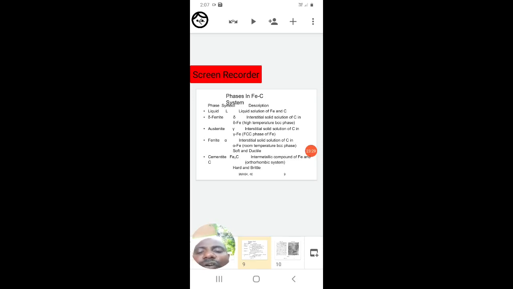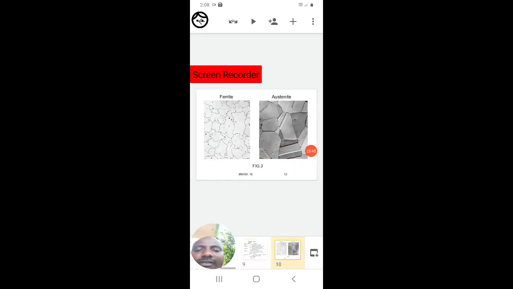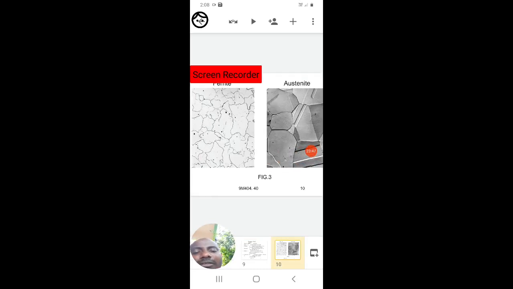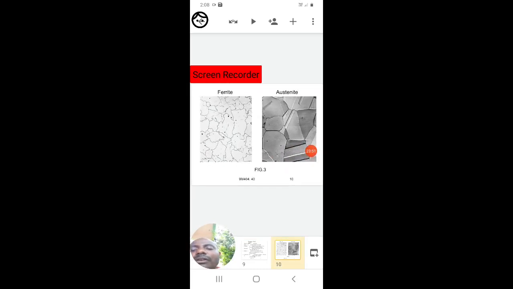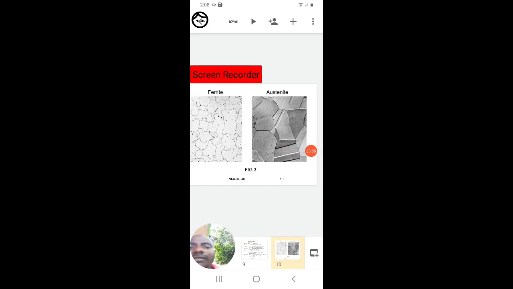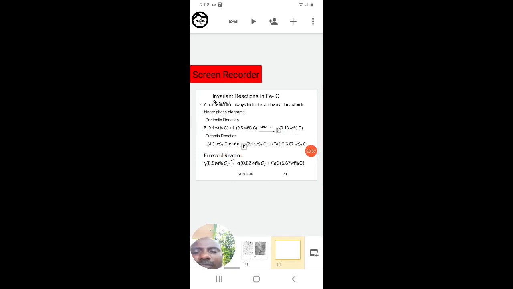Cementite is Fe3C, an intermetallic compound of iron, a hard, brittle phase with an orthorhombic structure. This is the microstructure of ferrite, which has very large grains. This is the austenite microstructure.